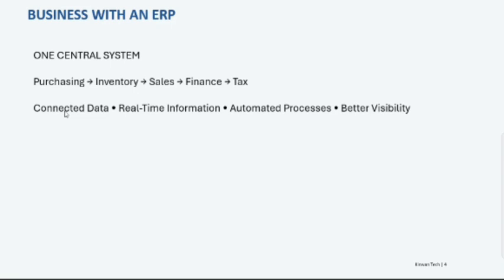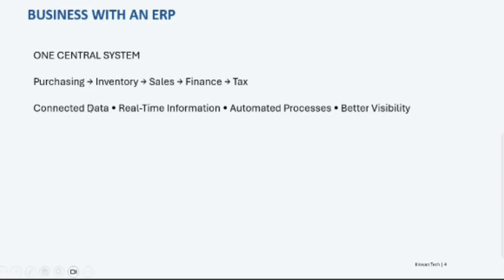When you go to a business which is running with an ERP system, it has one central system where we move from purchasing, inventory, sales, finance, and tax. So you get a chronological order on how business transactions usually take place. You get to the purchasing in case you purchase items, then it gets into inventory, then you make sales, then it goes to finance, and then tax is deducted.